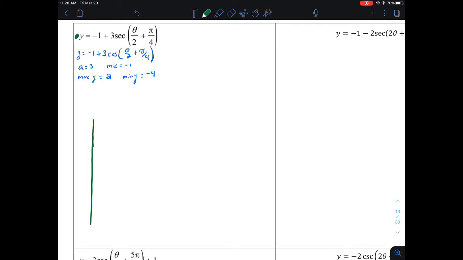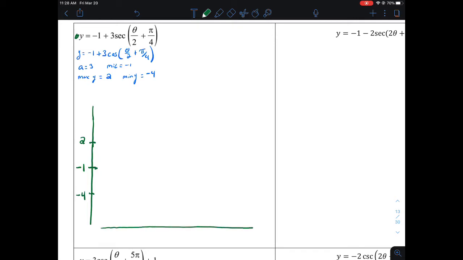I have my vertical scale, note this, for cosine. So I have to allow more room for the graph of secant. So I have a midline at -1 for sine, or excuse me, cosine. I have a max y at 2 for cosine, and I have a minimum y at -4. Again, I'm leaving myself room.